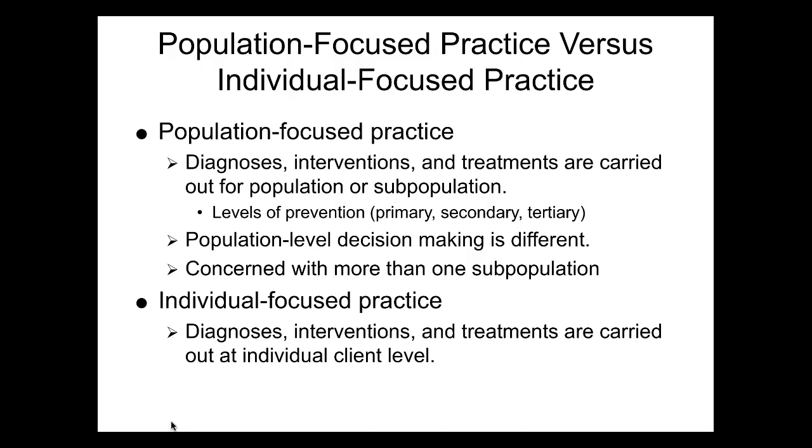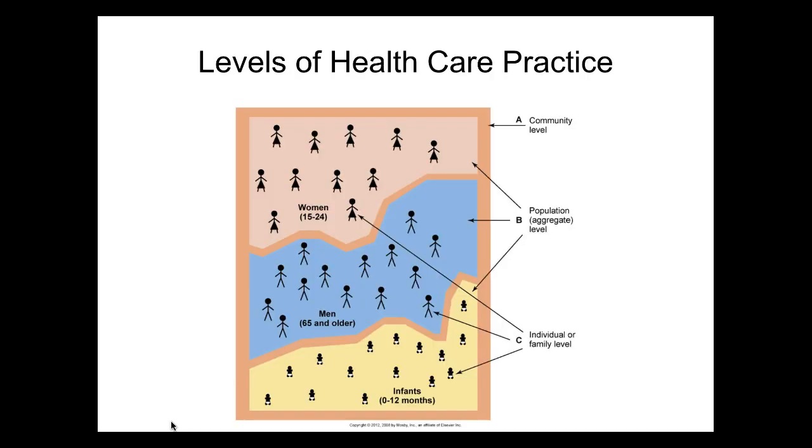So when we're talking about women ages 21 to 65, that population, pap smears, that's our level of prevention for cervical cancer, right? But when you have a 21-year-old female who has multiple sex partners and smokes, then your preventative interventions are going to go beyond just encouraging the pap smear, right? You're going to talk to them about their sexual history, about their smoking, maybe if they're obese. Population level decision making is different, and it's concerned with more than one subpopulation.